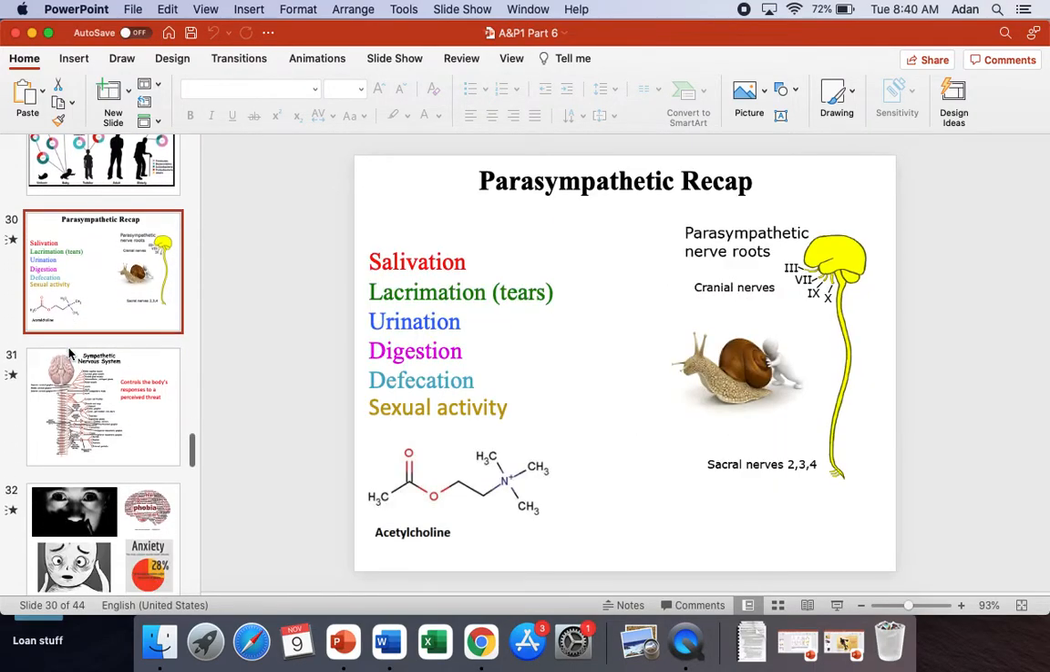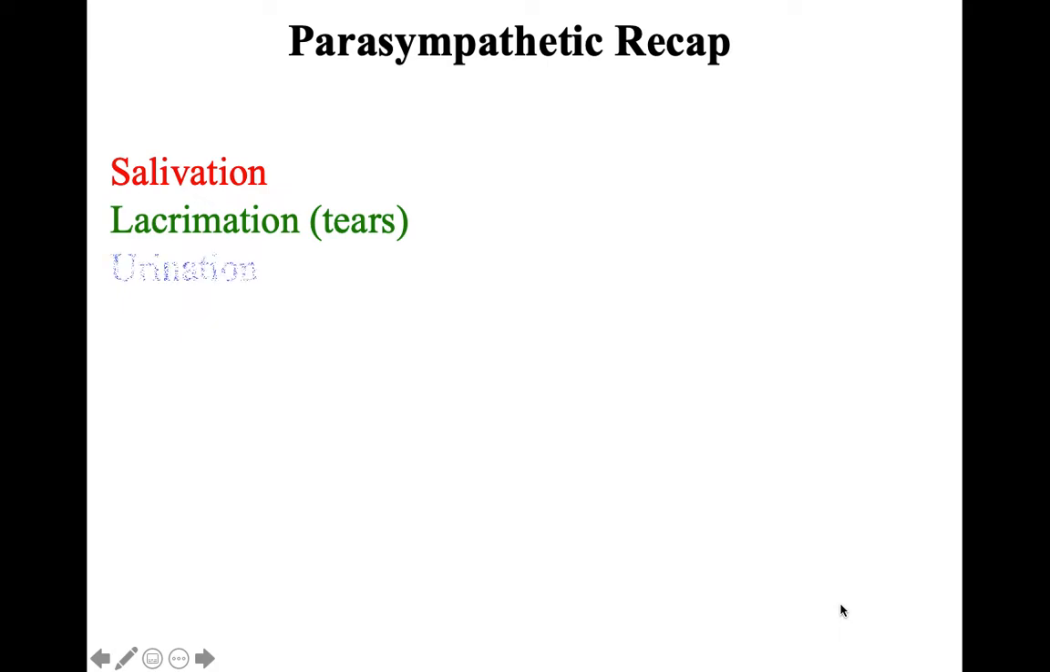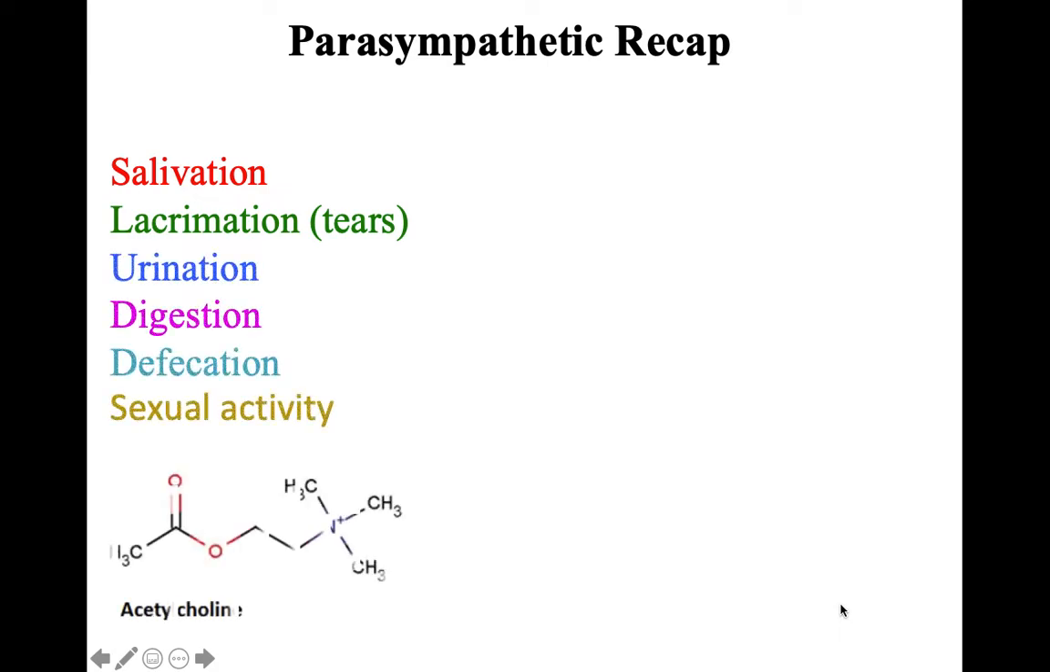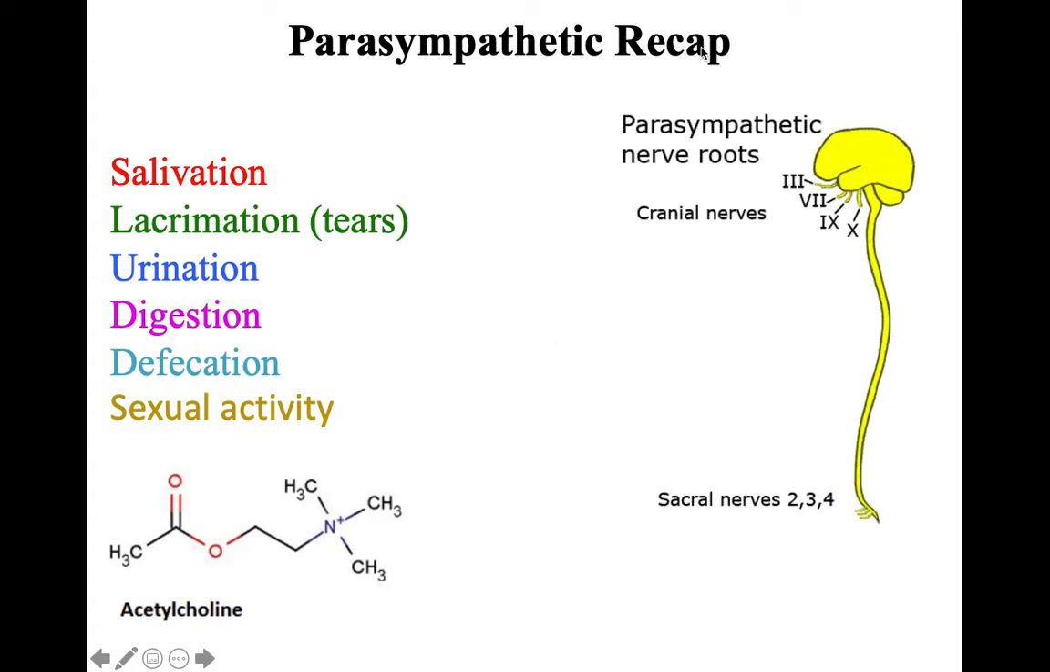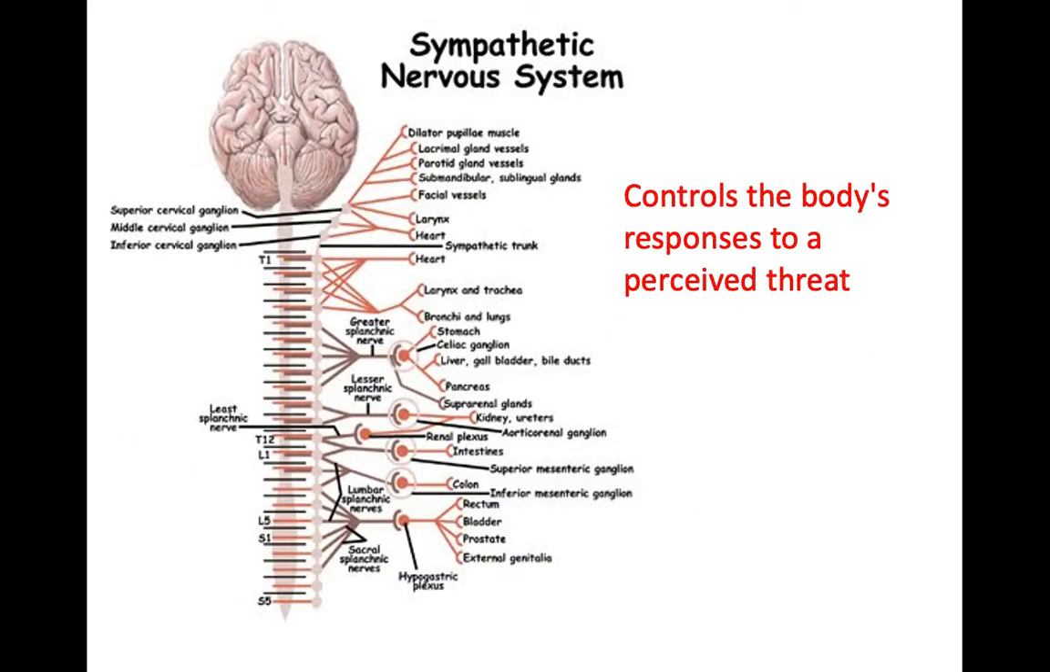The recap, parasympathetic of this. Make sure you know this. Salivation, lacrimation, urination, digestion, defecation, sexual activity, acetylcholine, remember, parasympathetic. Parasympathetic, cranial nerves associated with it. It's a slow system. Then we jump into sympathetic nervous system.